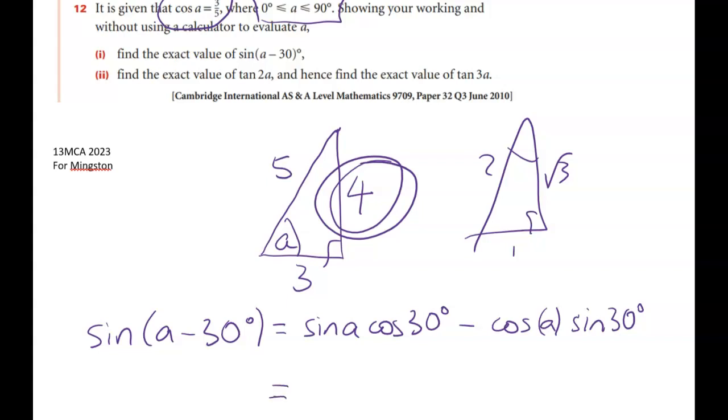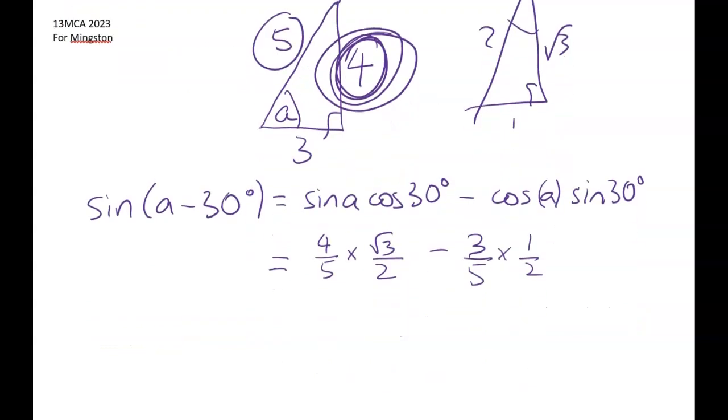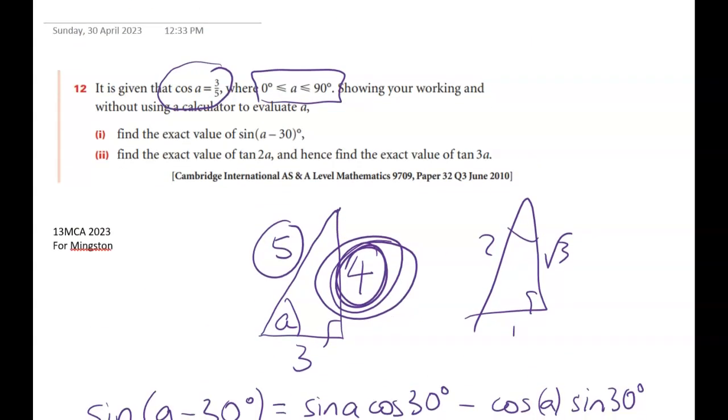Sine of A is equal to 4/5, opposite over hypotenuse, times cosine of 30 degrees, which is root 3 over 2, minus cos of A, 3/5, times 1/2. And that's all there is to it. So that's 4 root 3 minus 3, divided by 10. Now that's the first part of the question.